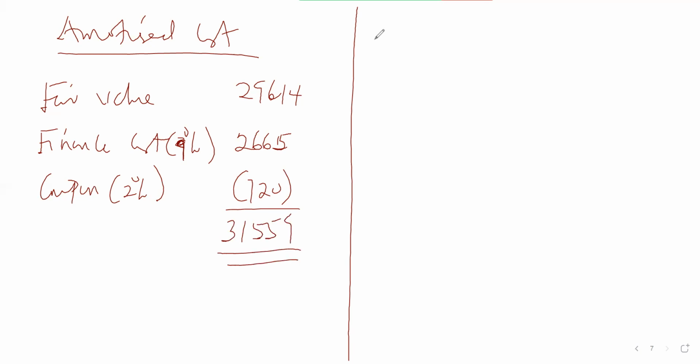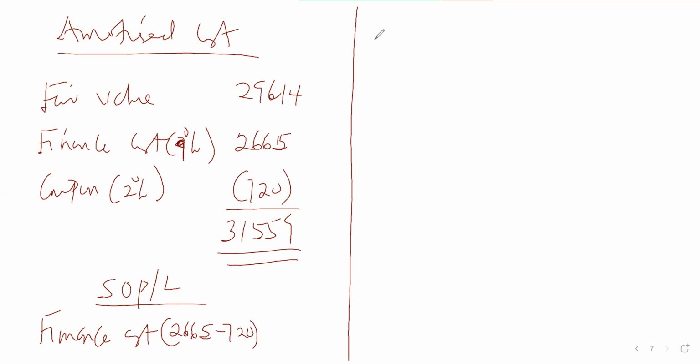Okay, so in the statement of profit or loss, we should have a finance cost of 2665. But the only amount that they entered over there was the interest rate, which is a coupon. So the amount that we have to enter now is 2665 less 720, because they have already entered the 720.